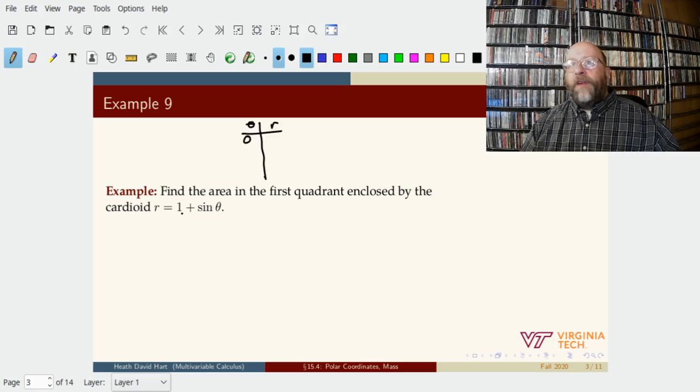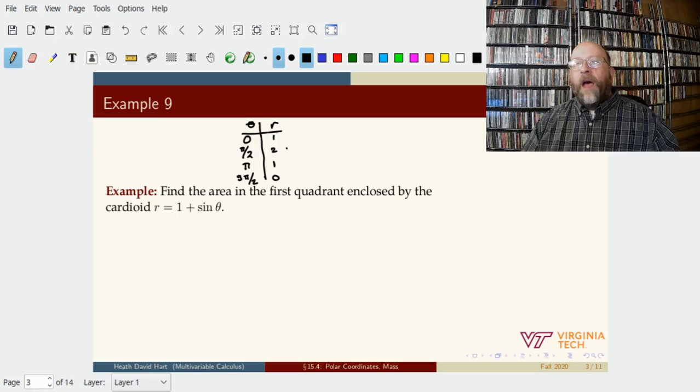When theta is 0, 1 plus 0 is 1. When theta is pi over 2, 1 plus 1 is 2. When theta is pi, 1 plus 0 is 1, sorry. When theta is 3 pi over 2, 1 plus negative 1 is 0. I'm not plotting a lot of values here, but I'm plotting enough to get you a sense of what's going on here. When theta is equal to 0, the radius is 1.